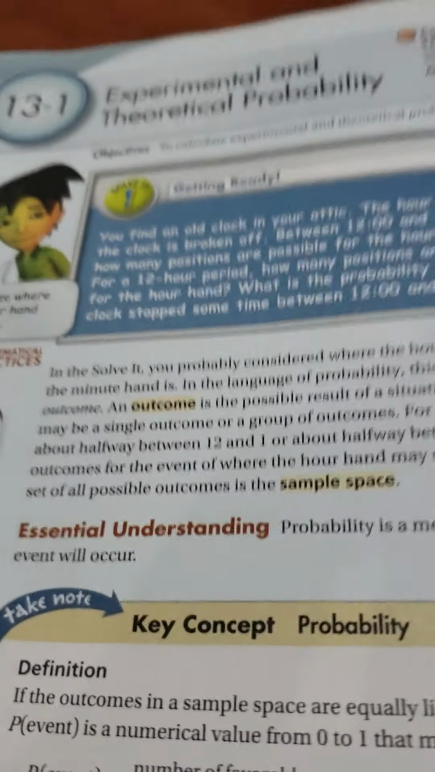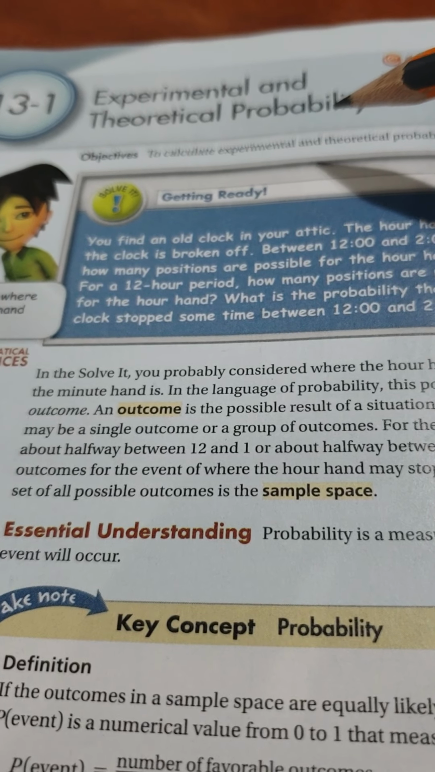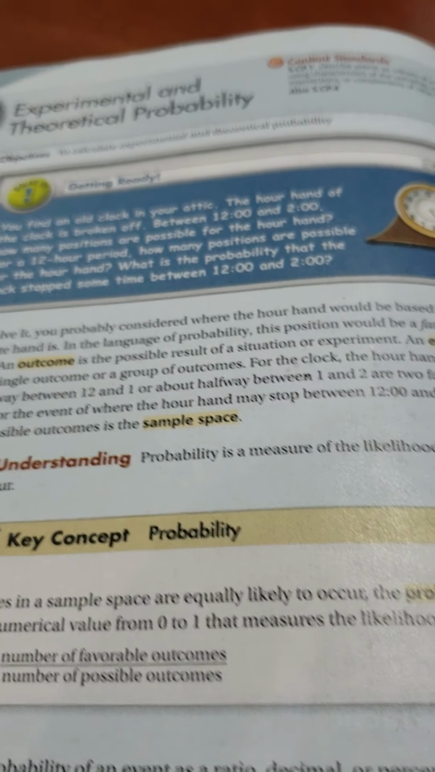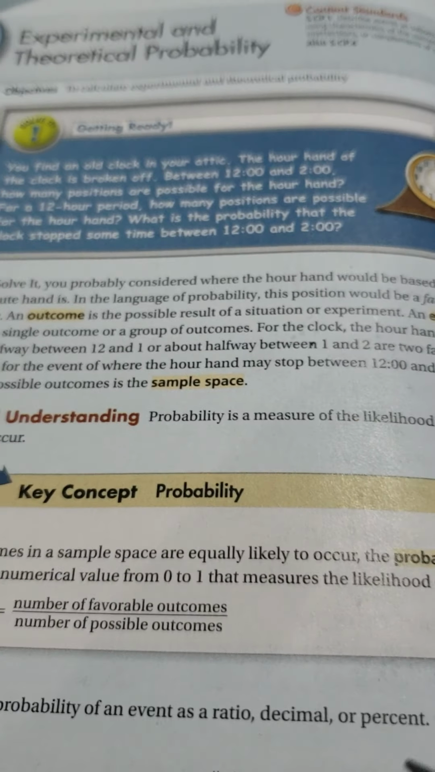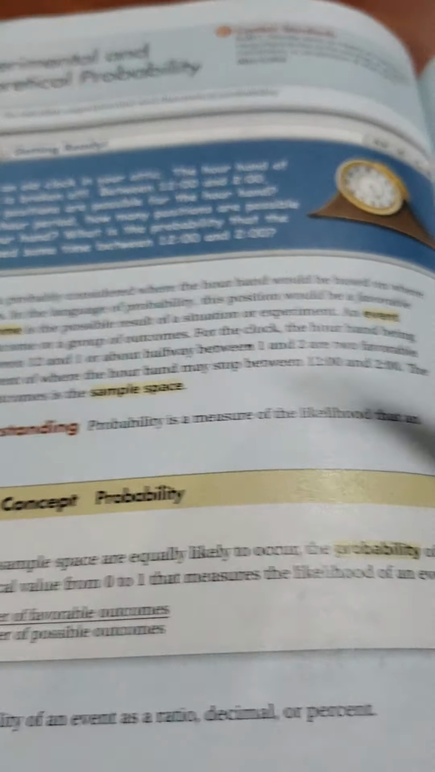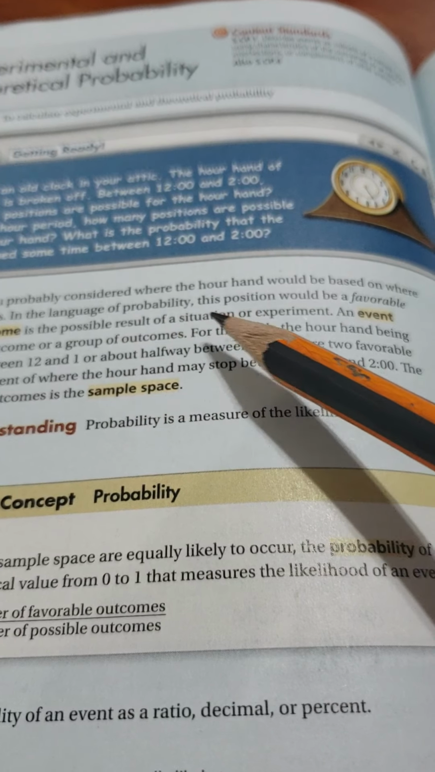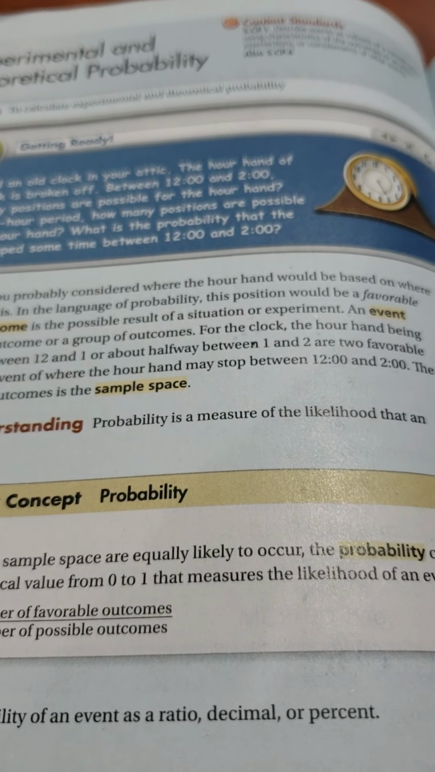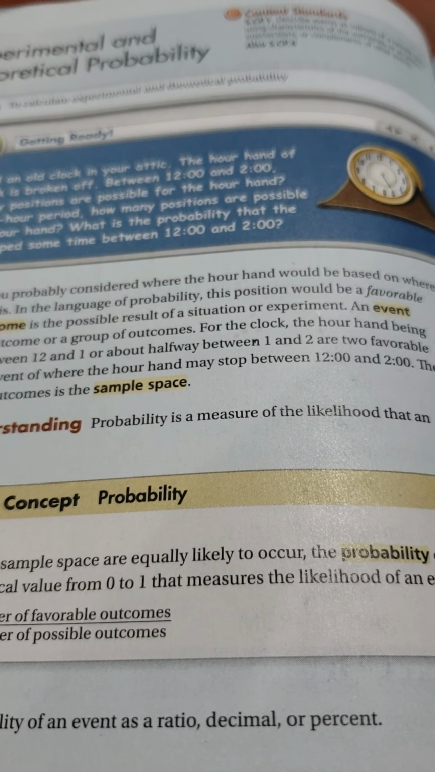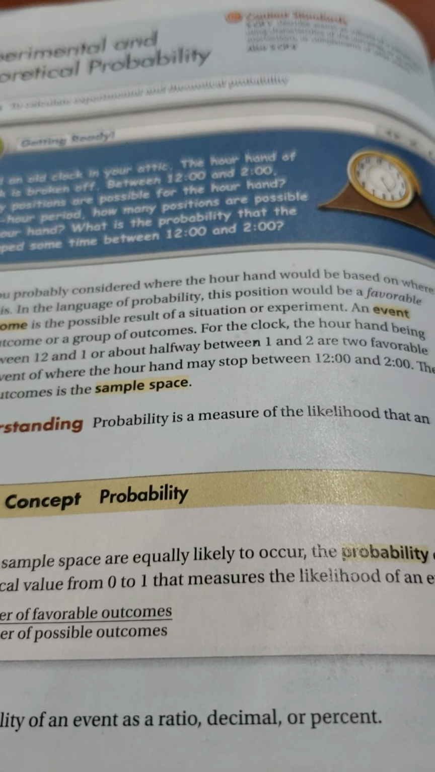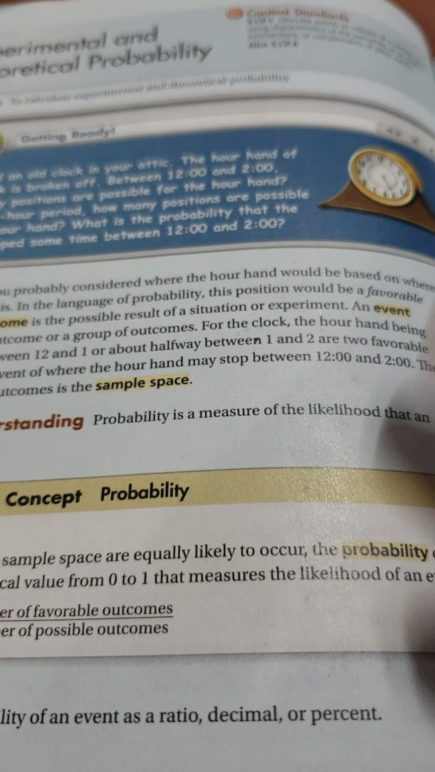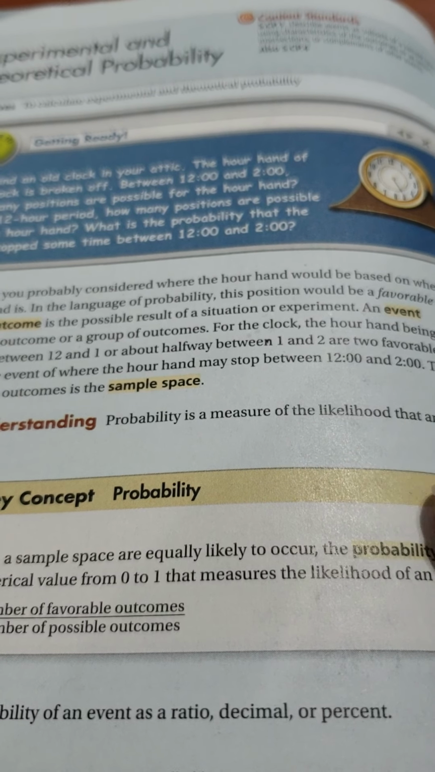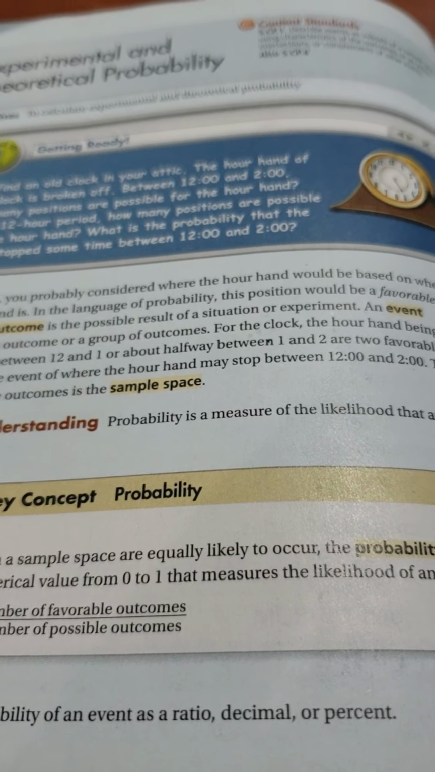Now, this experiment theoretical probability has three new words from the vocabulary. We have the outcome, that is the possible result of a situation or experiment. That means if we are flipping the coin, one possible outcome has the numbers, and the other possible outcome is the shield.